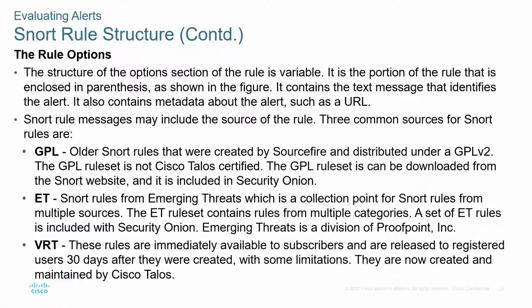And that contains the text message that identifies the alert. It also contains the metadata about the alert, such as the URL. And then that message may include some of the things from the source. So for example, it's common to include the GPL, so older Snort rules that were created by SourceFire, distributed under the General Public License. That rule set is not Cisco Talos certified. And so that GPL rule set can be downloaded from the Snort website and is included within Security Onion.